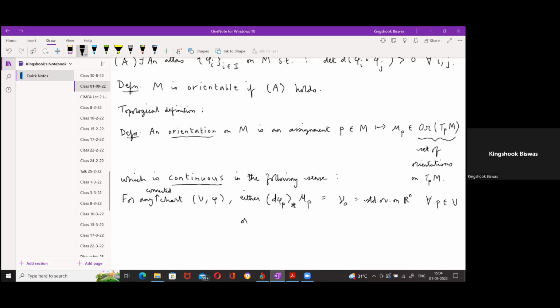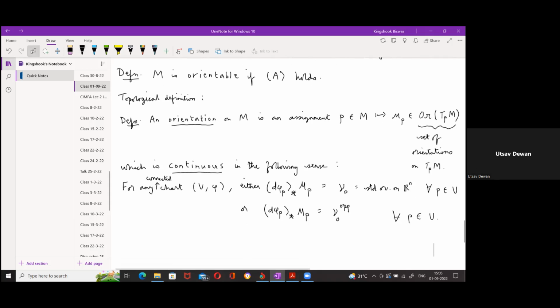Or the opposite holds, that d phi_p star of mu_p is equal to nu naught op, which is the opposite of the standard orientation on R^n. This I want to hold for all p in U. Okay, so one of these two holds. It cannot be that at some point in my chart I push forward to the standard orientation, and at some other point I push forward to the opposite orientation. That cannot hold. All right? Is it clear?